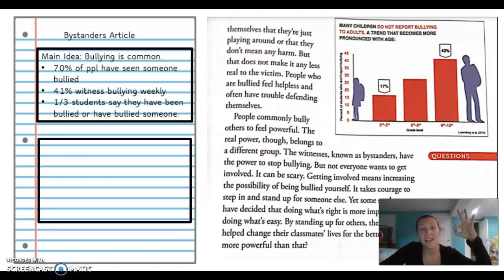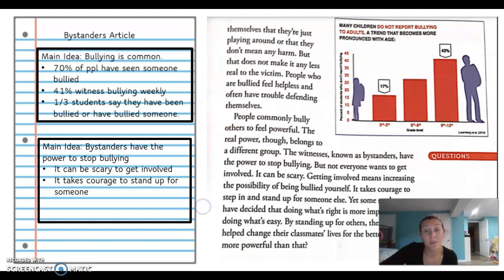All right, so for this next one, again, I'm going to create my box in my notebook, and I'm going to focus on the paragraph that talks about bystanders having the power to stop bullying. That's an important main idea that we get from reading the second paragraph on this page. It says, "People commonly bully others to feel powerful. The real power, though, belongs to a different group, the witnesses known as bystanders." So right away, that's a pop-out sentence. I read that, and right away my brain says, that's important. Bystanders have the power to stop bullying.